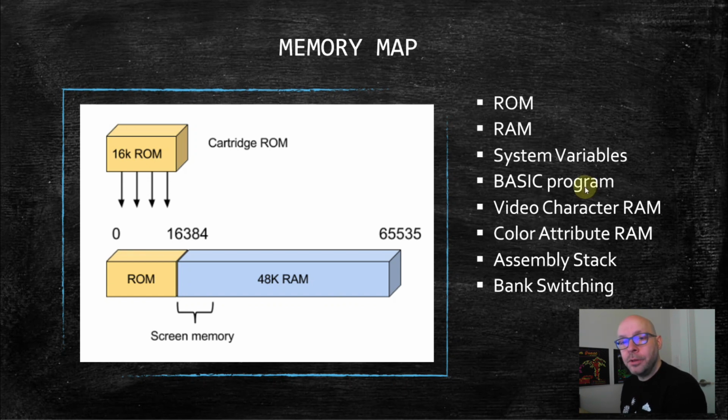And we need to know where our basic program is stored in memory, again, so we don't overwrite it, and also so that our basic program doesn't overwrite our machine code program if we're using a machine code program in combination with our basic program.